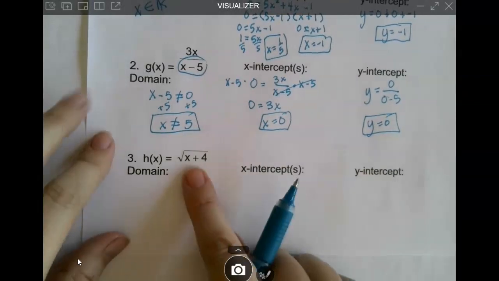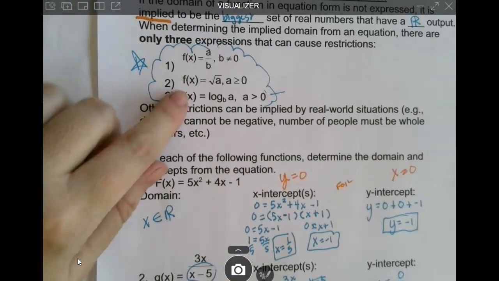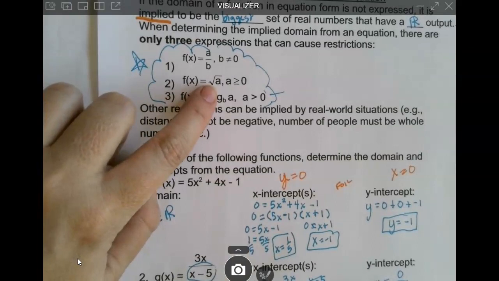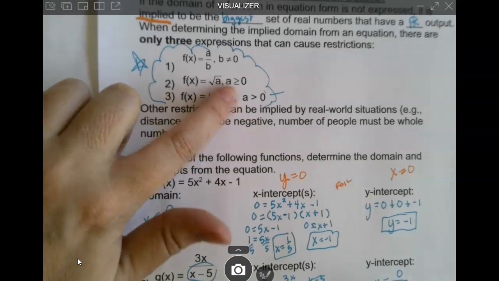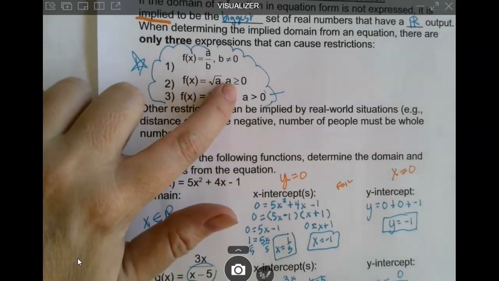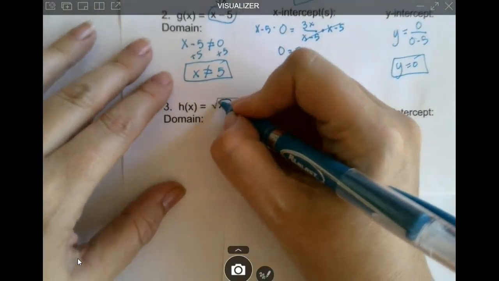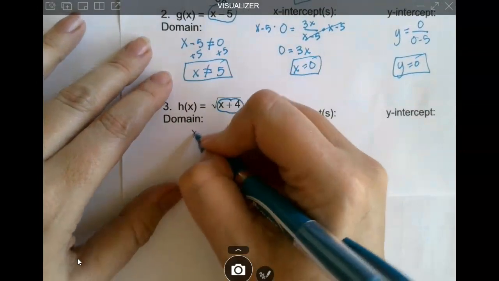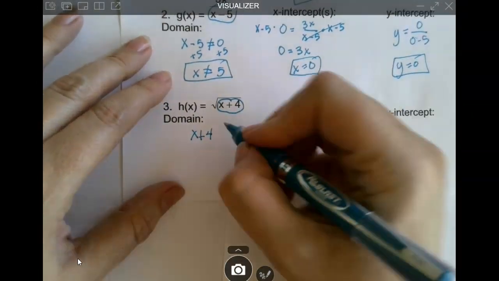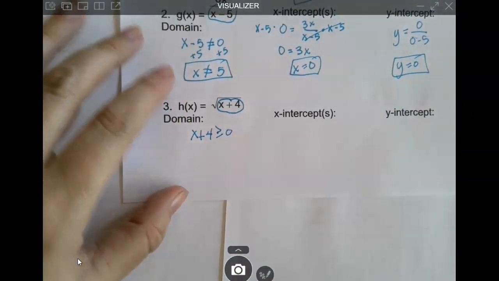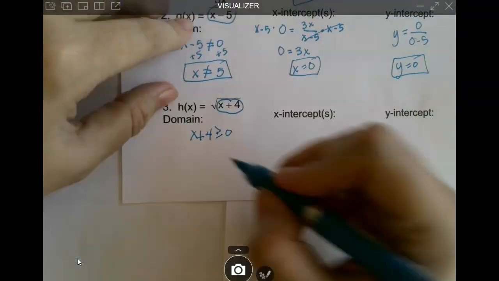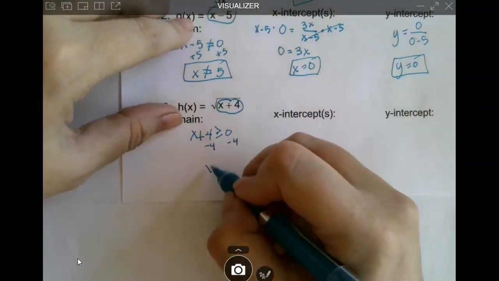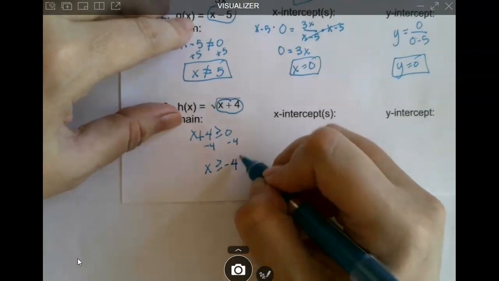Does this look like one of ours up here? Sure does. It's a type 2. It's a square root, and all I have to remember is the thing inside can't be negative, so it's got to be greater than or equal to 0. So I literally take the thing inside, write it down, and write greater than or equal to 0. Then I solve it. Minus 4 on both sides. X is greater than or equal to negative 4.